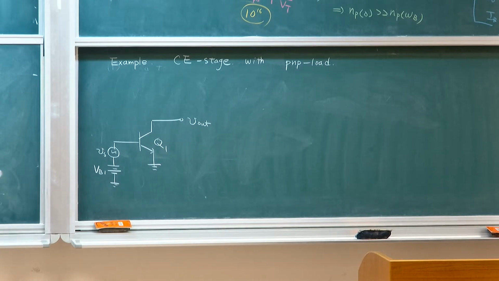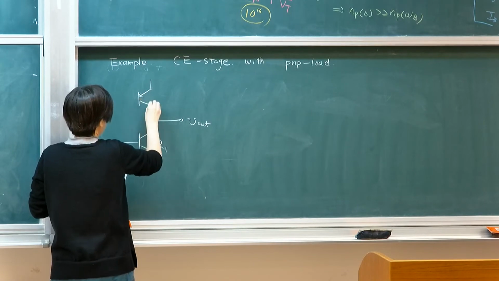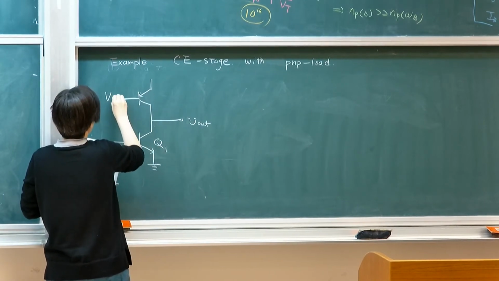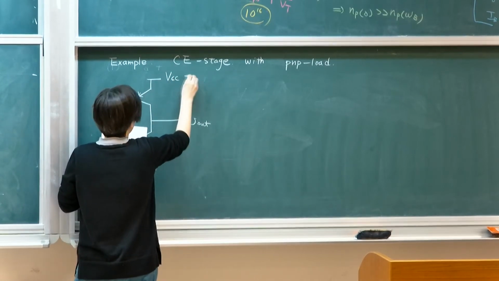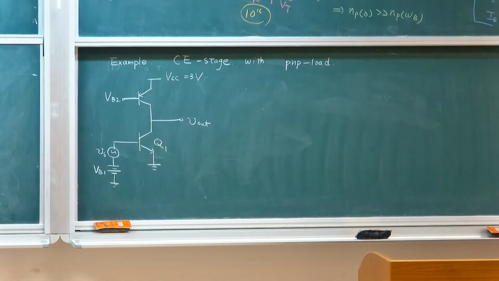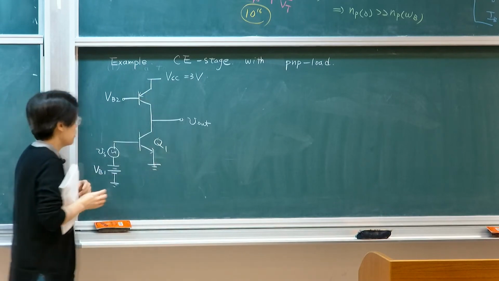But instead of a resistor, we're going to use a PNP transistor. So this is a PNP load. This is referred to as a PNP load. So this is called a common emitter. This is a common emitter stage with a PNP load.